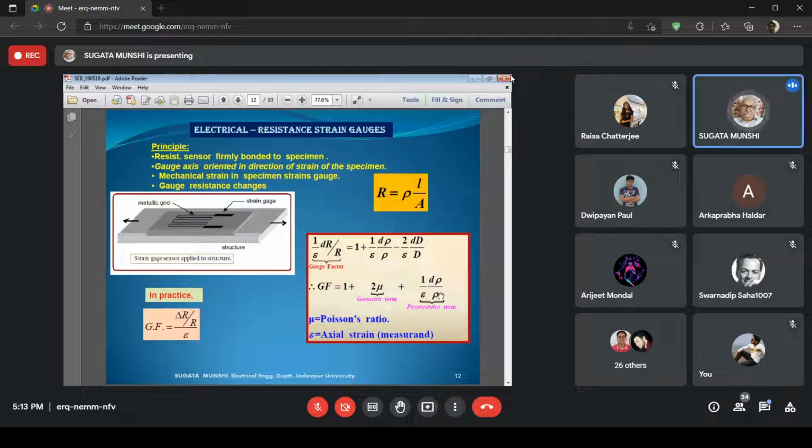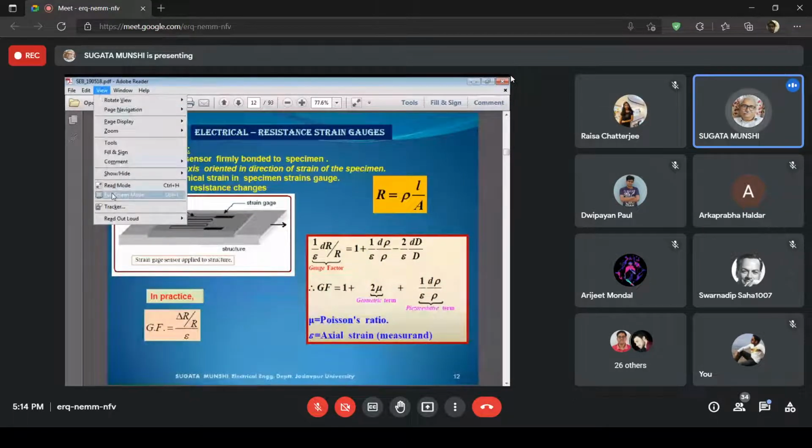Don't confuse it with the piezoelectric effect. The piezoelectric effect is something else. The application of mechanical strain results in development of an electric polarization, consequently electric voltage. But here, with application of mechanical strain, the resistivity changes. So that is dominant in case of semiconductor gauges. Semiconductor gauges can be of P-type and N-type. All right, P-type and N-type.